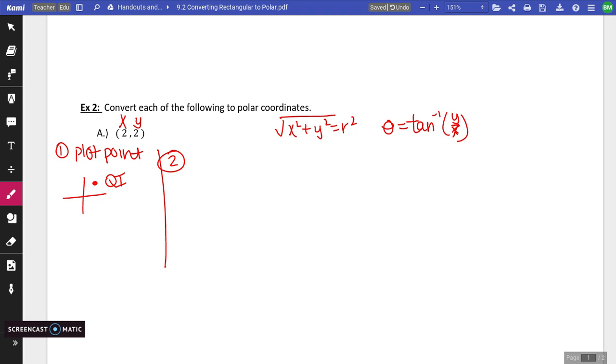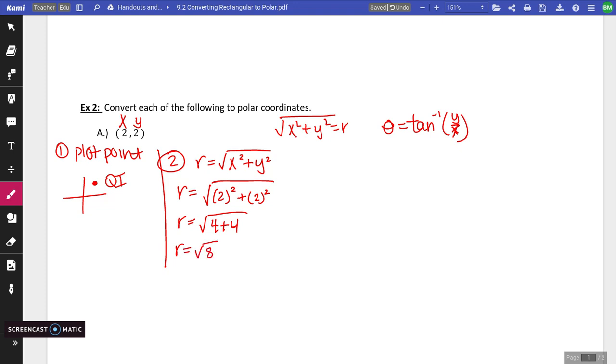So we're going to use, this should be just r over here, not r squared, our equation r equals the square root of x squared plus y squared, to plug in our values. We have x and y, so we can write r equals the square root of 2 squared plus 2 squared. So r equals the square root of 4 plus 4. r equals root 8. I'm fine if you stop there. You can simplify this to 2 root 2. Either way is fine with me. So now we have r, which is good. That's half of our point.